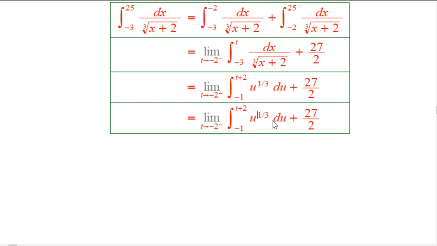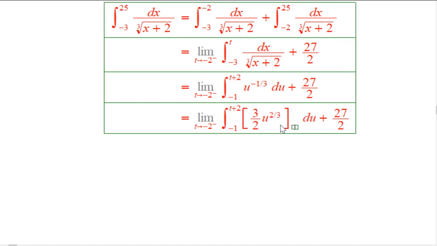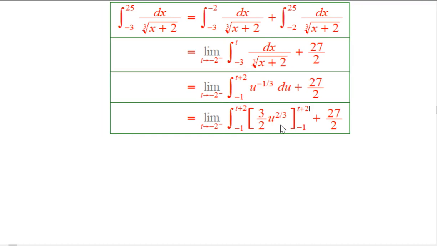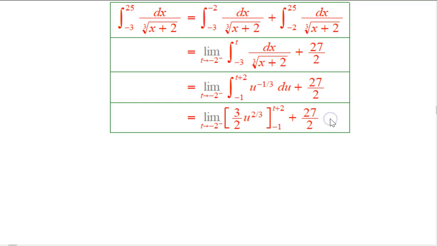Okay, so now this should look really familiar from the previous part, u to the, ooh, that was a -1/3. Good catch, folks. So 3 times u to the 2/3. This is all going to get evaluated from -1 on the bottom to t plus 2 on the top. Delete all this other stuff that doesn't make any sense anymore. And of course, at the end, we're going to add the 27 over 2.